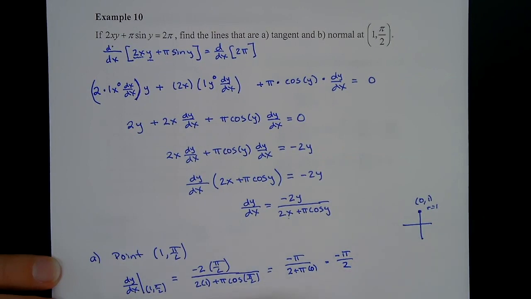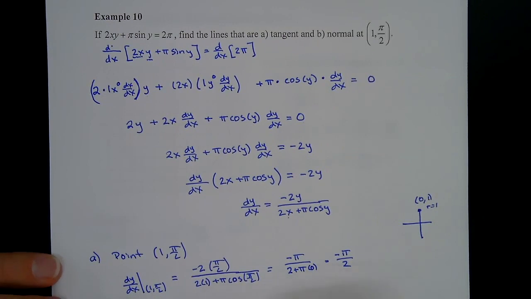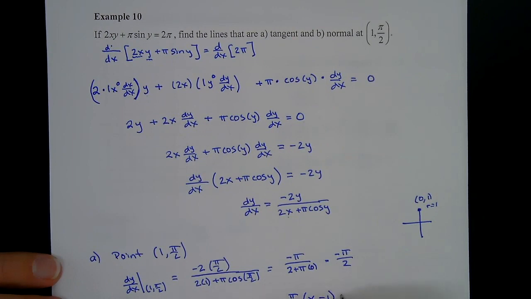All right, so my equation of my tangent line, okay, would be y is equal to my slope, which is negative pi over 2 times x minus 1, and then plus, because we want to shift it up to go through that point, pi over 2. And then b, our normal line, we're ready to rock and roll with that one.